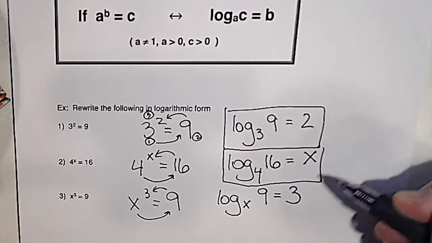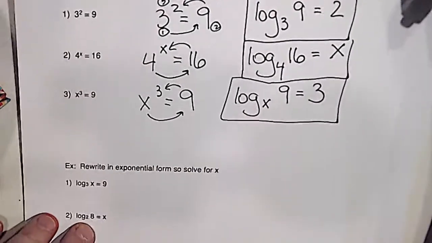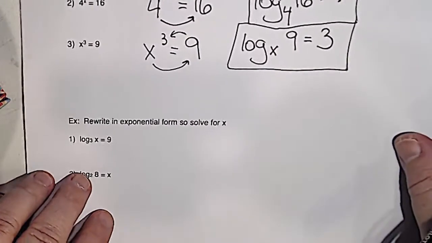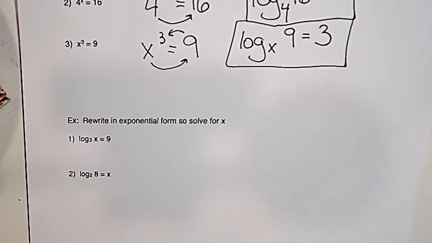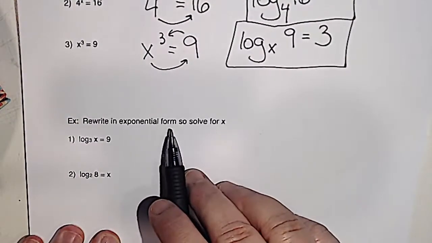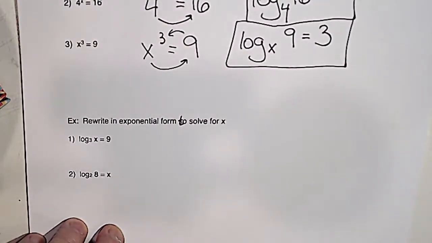I didn't put boxes around these. Let me put boxes around these. Okay, let's do one more set, and then we'll call it a video, and then we'll start the next video. We get to learn about particular types of logarithms. Rewrite in exponential form. Oop, that should be 2. Oh my goodness, someone had fat fingers today.